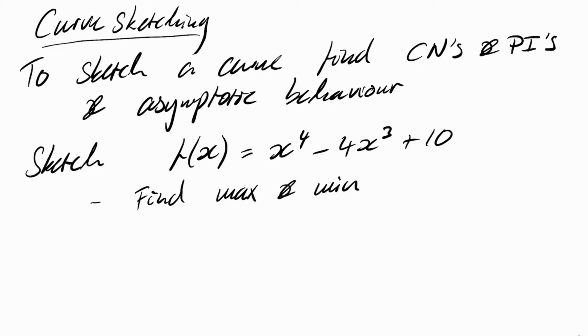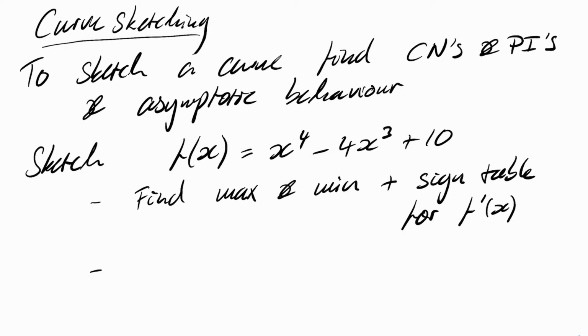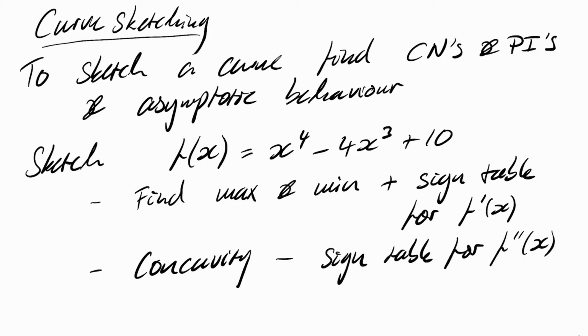we want to find the maxima and minima, which means that we need a sign table for the first derivative. And we also want the concavity regions. So therefore we want a sign table for the second derivative. Let's go about constructing these and see if we can sketch the function using this information.